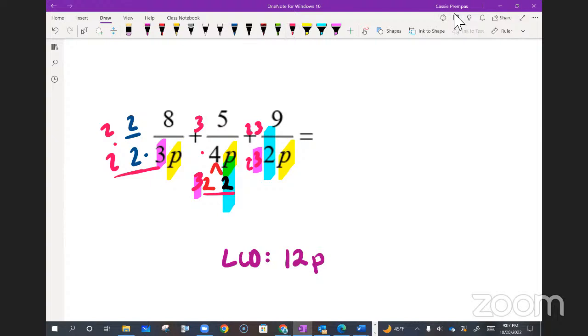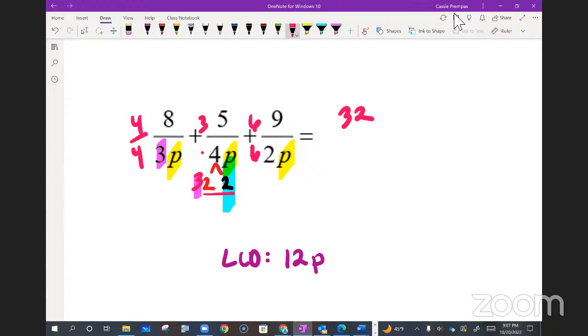Now, if you instead were like, that's a lot of numbers, and you just multiplied that by 4 over 4, yep, that's great. That creates 12p. If you just multiplied this one by 3 over 3, that will create a 12p. And you could have just multiplied this one by 6 over 6, which is 2 times 3, and that will create a 12p. No matter what you did, you had to create 12p in each denominator.